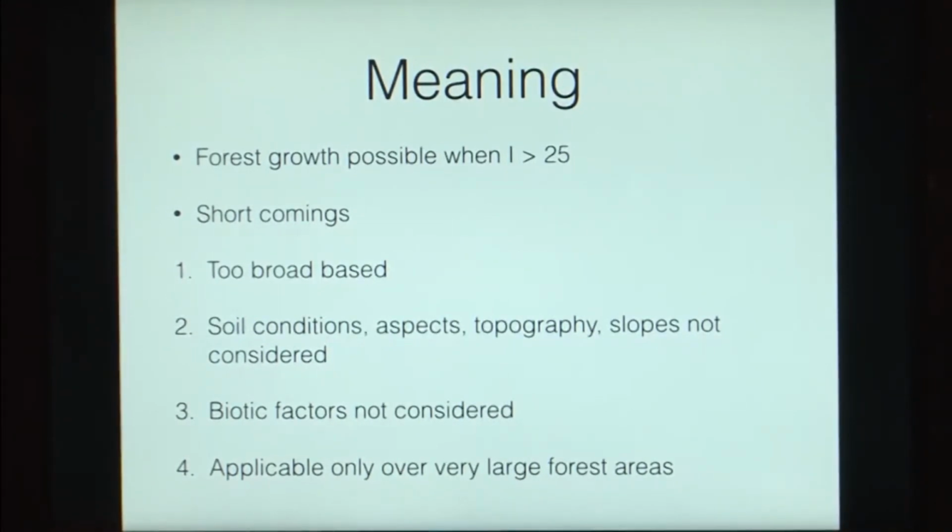What are the shortcomings of using a CVP index? One, it is very broad based. So, essentially whether you are having a value of I equal to 25 or a value of I equal to 30, it is difficult to discern what kind of growth your land will be experiencing just by using the CVP index. At the same time, it does not consider a number of other factors such as soil conditions, aspect, topography, slope and so on.